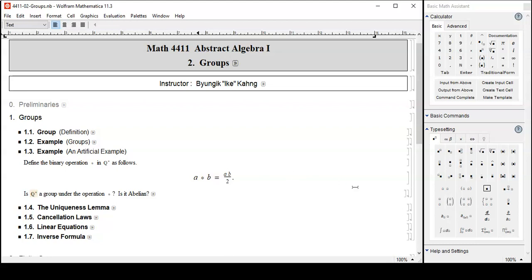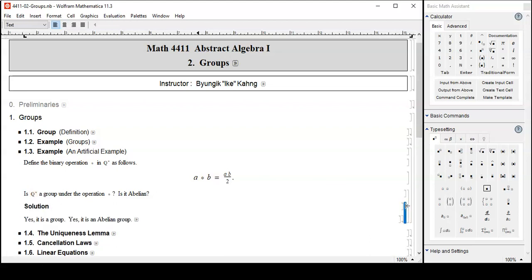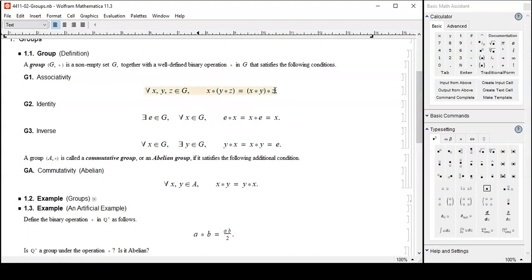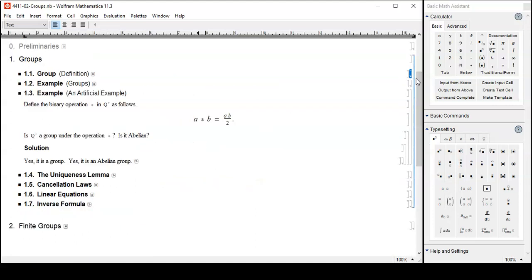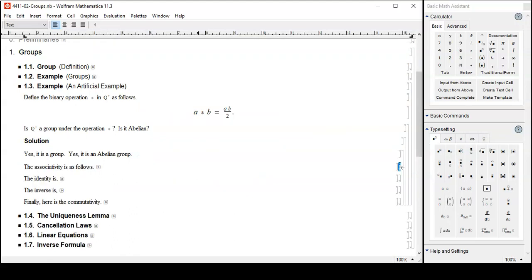So what do you have? Is it a group? Is it abelian? The answer is yes and yes. Yes, it's a group, and yes, it's an abelian group. So we'll have to check all these: associativity, identity, inverse, and also commutativity. So how do we check? Well, here's your associativity.